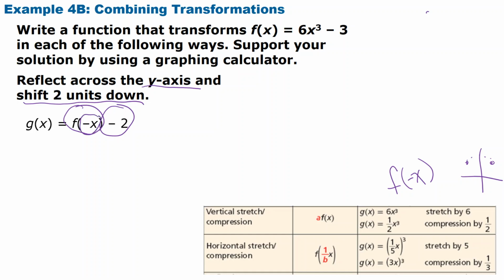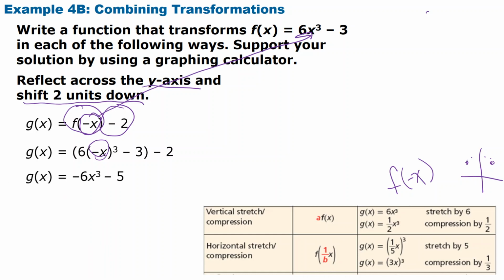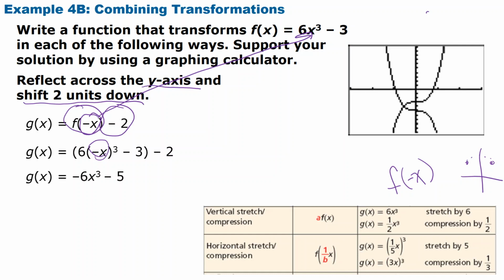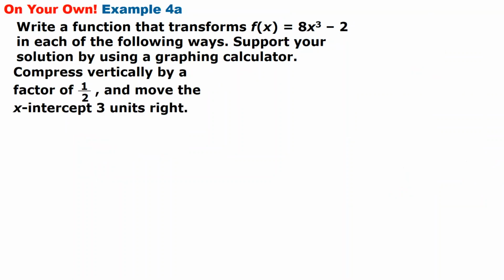So what we're going to do is replace every x with a negative x, and then minus 2 for our shifting down. So here it is. It was originally just x, and I replaced it with a negative x. Once you multiply that out, you end up with g of x equals negative 6x to the 3rd minus 5. Put both of these into your calculator, and you'll see two wonky graphs like that. Okay, so why don't you try this one on your own? See if you can get it into your calculator and match it up. Turn the video off and give it a try.